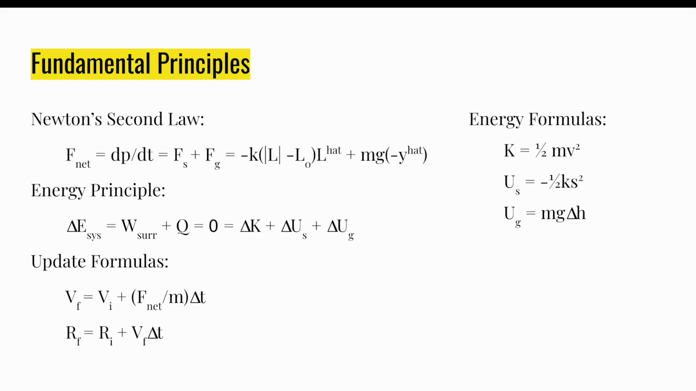We also use the update formulas for our model, which is the final velocity is equal to the initial velocity plus the net force divided by mass times the time increment, and the position update formula, which is the final position is equal to the initial position plus the final velocity times the change in time. And then the energy formulas: the kinetic energy is equal to 1/2 mass times velocity of the object squared. The spring potential energy is negative 1/2 spring constant times the displacement from the relaxed position of the spring squared. And then the potential energy of gravity is equal to mass times the gravitational acceleration of the Earth times the change in height.